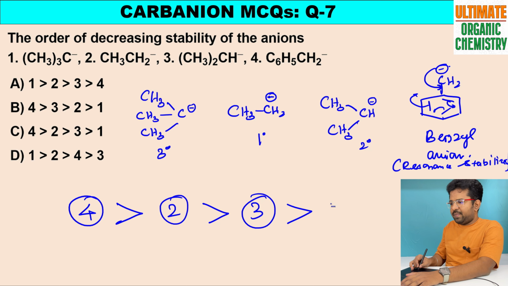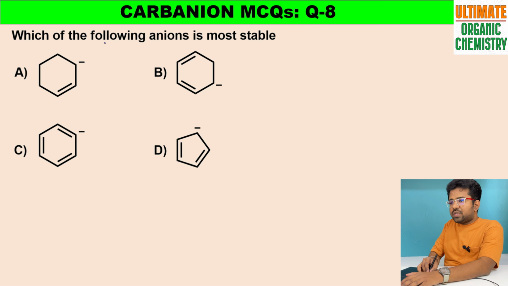Next, the least stable will be tertiary carbanion, that is 1. That is 4231 is the right answer, that is option C. Question number 8. Which of the following anion is the most stable?